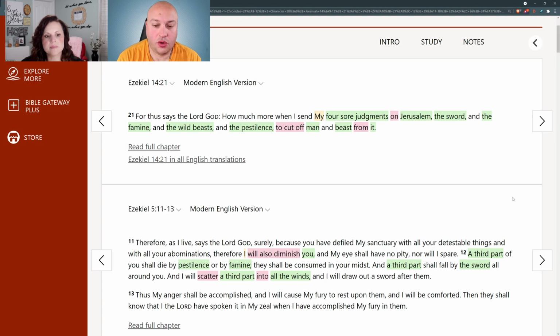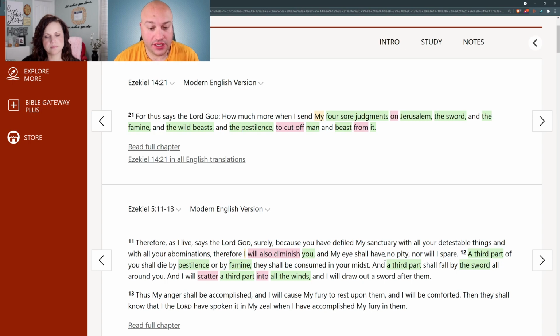Then they shall know that I, the Lord, have spoken it in my zeal when I have accomplished my fury in them. Okay, so we see here that there is famine, wild beasts, pestilence, and the sword. We can think of it this way. Pestilence is diseases. Famine is anything that's going to prevent you from getting food, and it's usually something related to nature. So it could just be no rain. It could be an earthquake. It could be a hurricane that comes in and destroys everything. Things that prevent you from being able to normally eat. So weather-related phenomena. Wild beasts is the concept of being actually consumed and spread out.